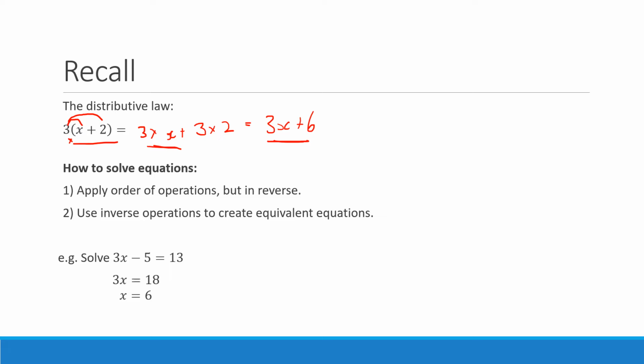And then just recall as well how to solve equations. We apply order of operations but in reverse and use inverse operations to create equivalent equations. In this example, our first step is to add 5 to both sides because we've got minus 5 here. Because we've got 3 times x there, our next step is dividing by 3 to get x equals 6.